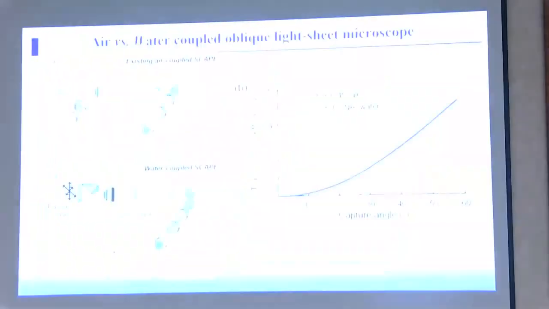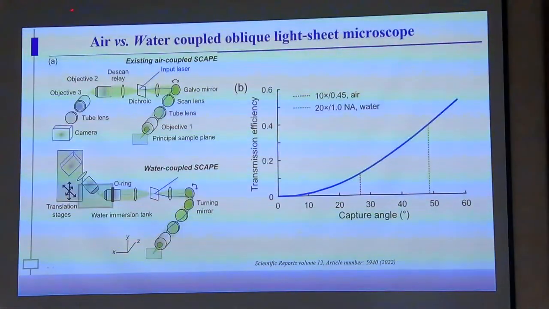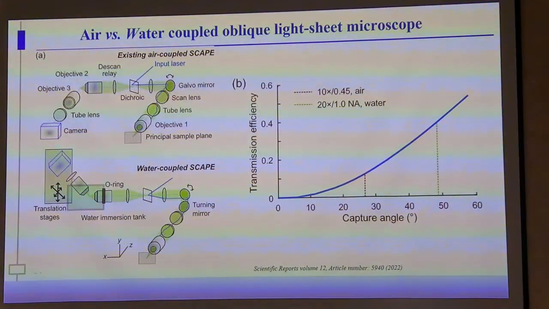There is one new work that was recently published. To modify the aperture of this light sheet microscopy, in place of air, they use water. So this is air-coupled and this is a water-coupled one. When we replace air with water, the capture angle is increased 2 times, and due to the increase in capture angle, we have a relatively better image.